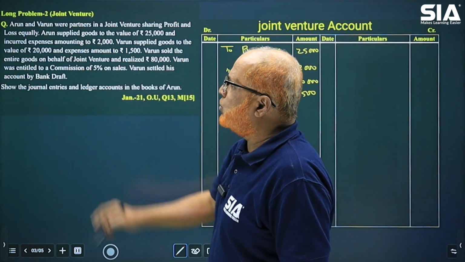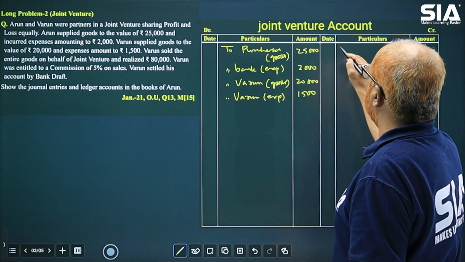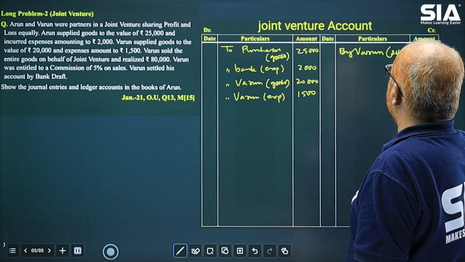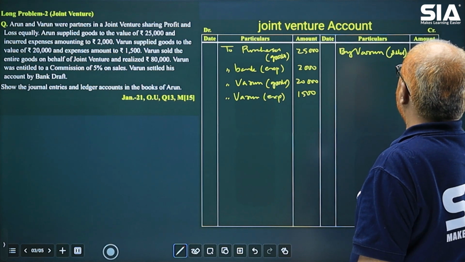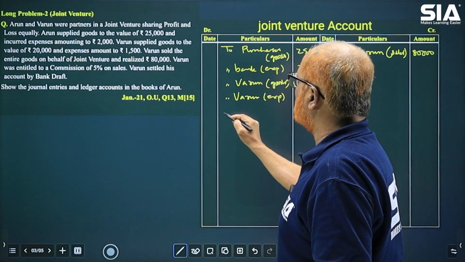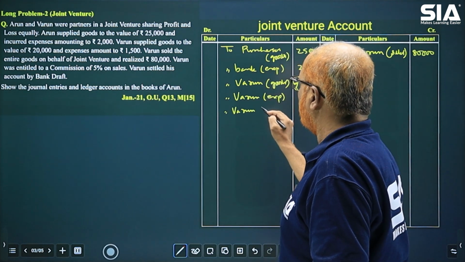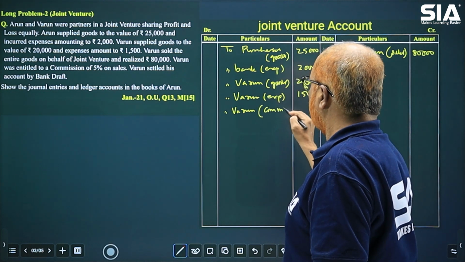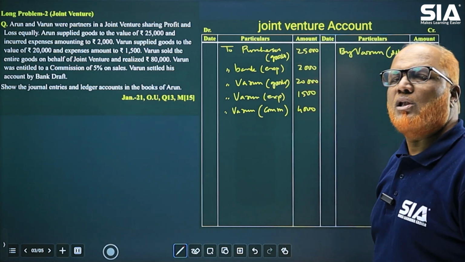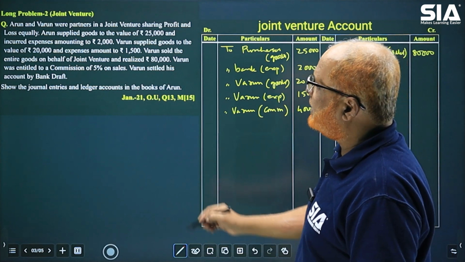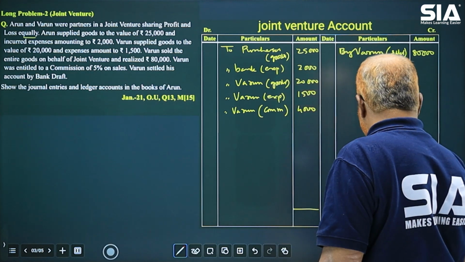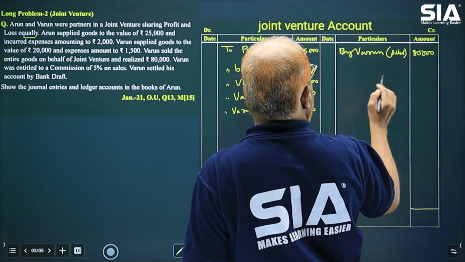Then Varun sold the goods. So Varun account debit to joint venture, by Varun, sales: 80,000. And Varun is entitled to a commission of 5%, to Varun commission: 4,000. That's all. We have taken all the entries. Now we have to find out the profit or loss, and the profit or loss will be shared equally. Now the credit side is 80,000.